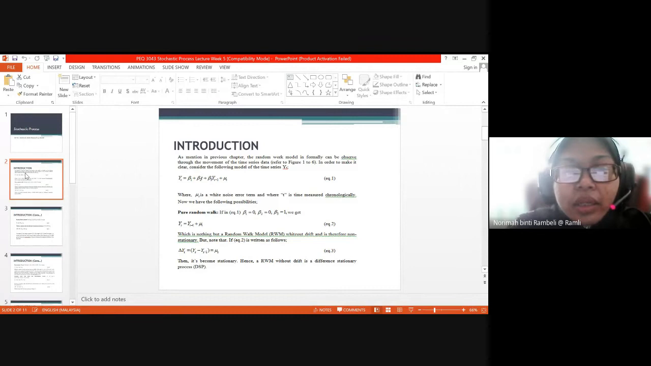Okay, in order to make it clear, consider the following model of the time series. We presume that the data is Y. We can say that Y is the exchange rate or interest rate, for example, if we talk about finance variables, or maybe we can say that Y is unemployment or GDP, gross domestic product, if we talk about macroeconomic variables. Okay, guys, what are we talking about now? Actually, we are talking about the process before we go to the unit root test. Before we do the unit root test, we must first understand the stochastic process. From the time series perspective, the stochastic process can be explained through the random walk model.